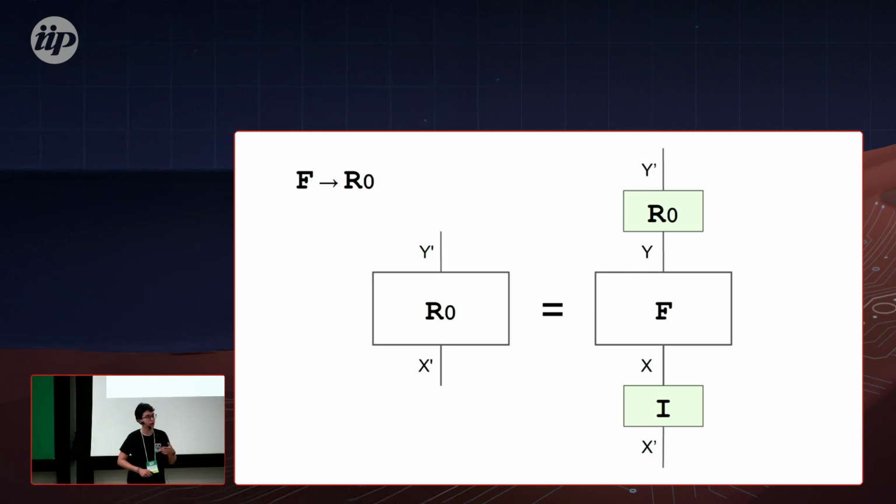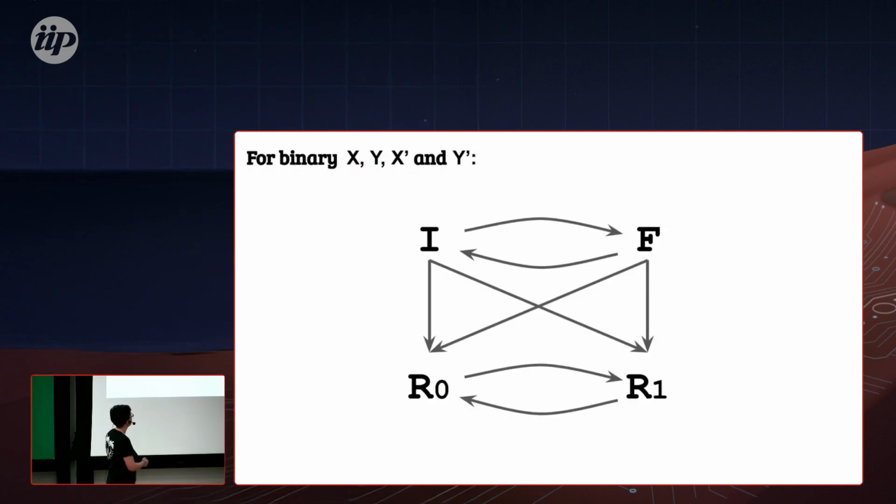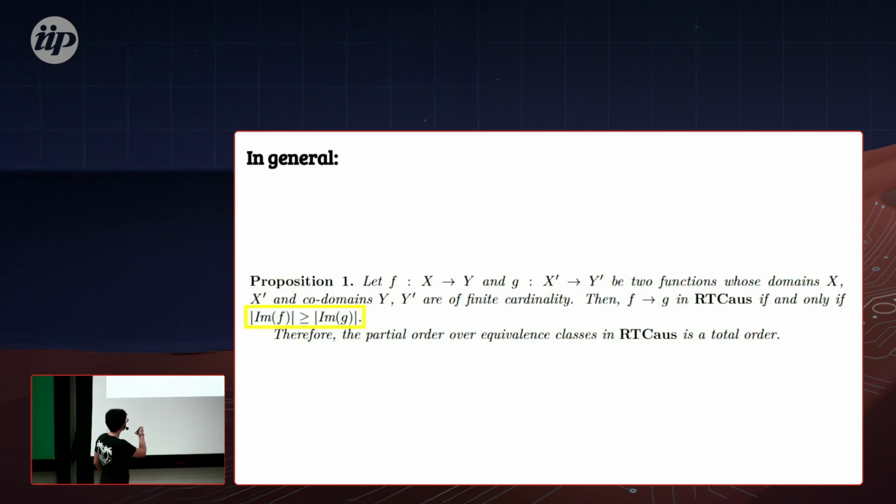Therefore, we can obtain the total order of this resource theory, which is just this. So you just have identity and flip that are in the same equivalence class that then dominates the equivalence class of reset to 0, reset to 1. Those have no causal influence. Those do have causal influence. Okay, so this resource theory is completely solved for the binary case. And in fact, it's also completely solved in general.